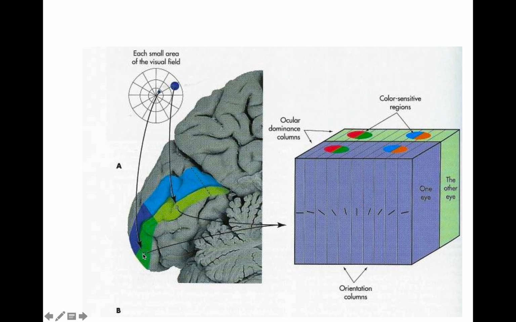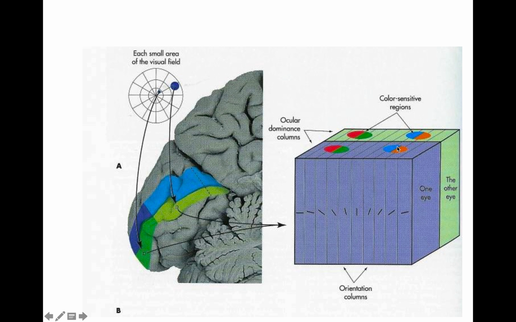And then if we take that little patch and we look at it, we can see that it has orientation columns in it, cells that are dedicated to processing orientation. And then we have some color sensitivity regions here, and we have the eyes represented here. The reason we're calling them columns is because there's depth to it: multiple different layers of the visual cortex that are dedicated to processing stimuli of this one particular orientation.